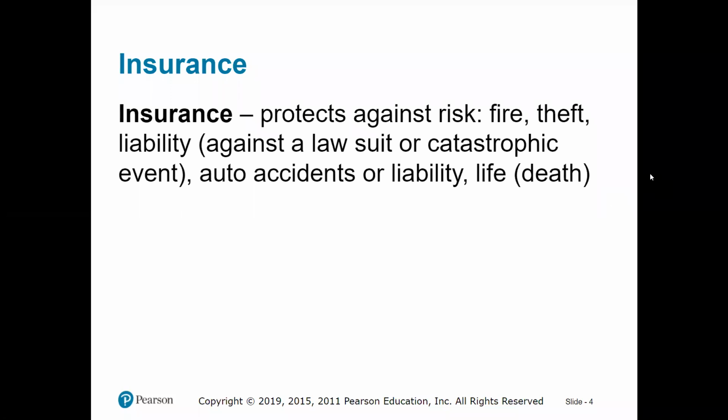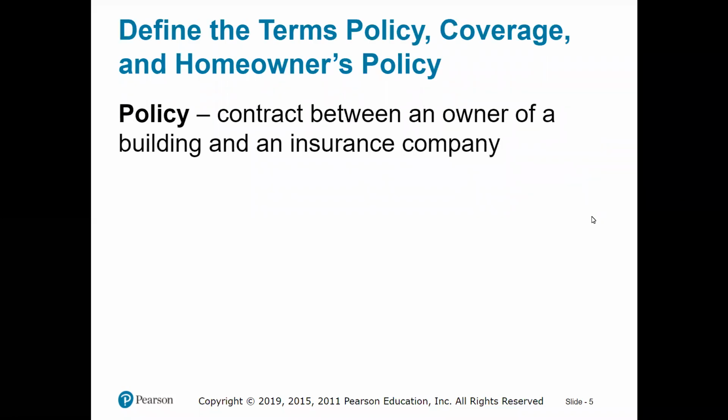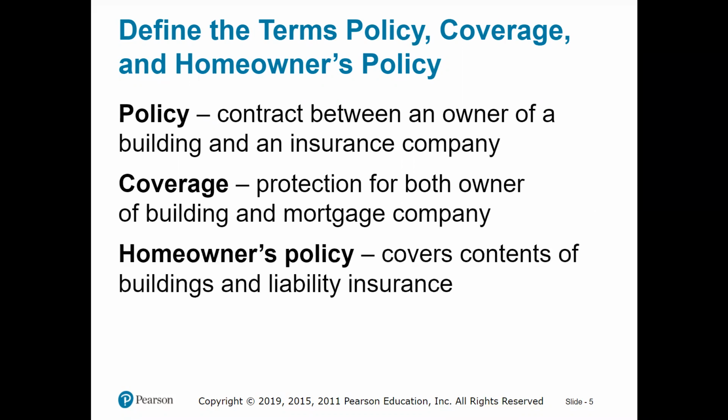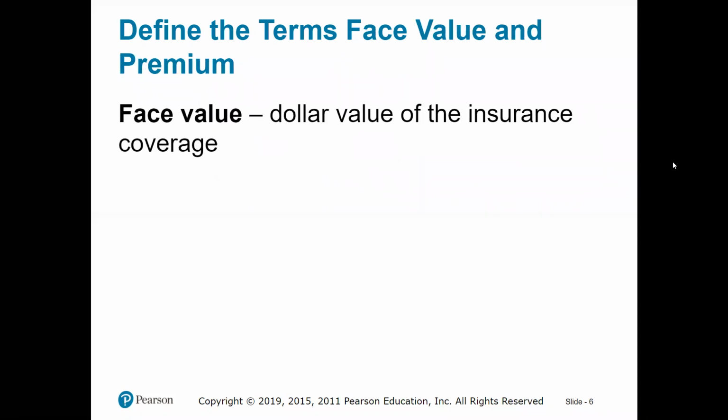Insurance protects against risk: fire, theft, liability against a lawsuit or catastrophic event, auto accidents or liability, life or death. All right, policy: contract between an owner of a building and an insurance company. Coverage: protection for both the owner of the building and a mortgage company. Homeowners policy: covers contents of buildings and liability insurance. Face value: dollar value of the insurance coverage.